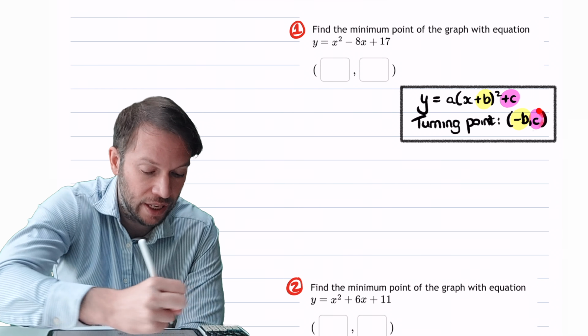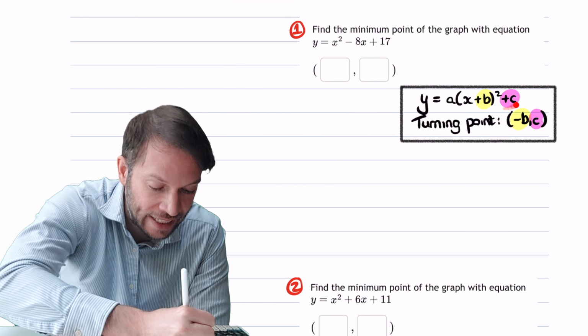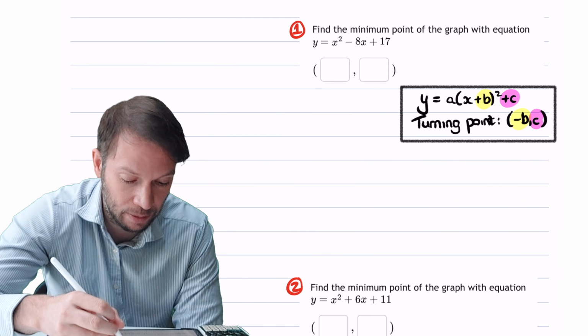And notice how we're getting from this b and c to this turning point here. We're negating whatever number is after the x. So if this is plus b, the x value of the turning point will be minus b. And whatever we're adding or subtracting after that square bracket will be the y value of your turning point.